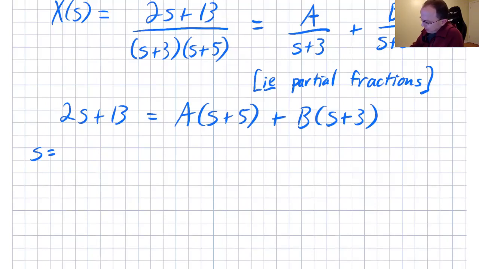For example, if I put s equals minus 3, then minus 3 plus 3 is 0, and so this term will disappear. And that will let us solve for a. So let's do that. So s equals minus 3. And what do we get? We get minus 6 plus 13 is equal to 2 times a.